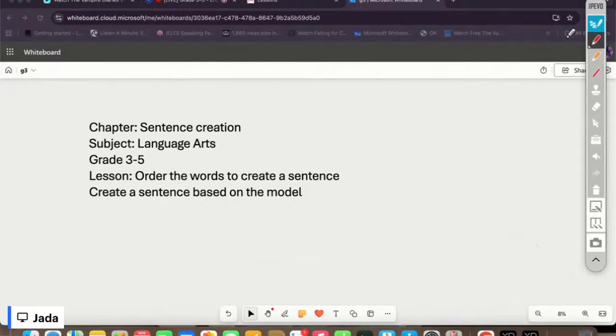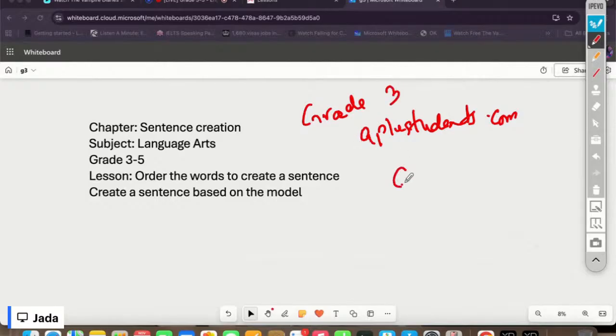Today we will have sentence creation. First, you have to log in using aplusstudent.com. Click on Language Arts, Grade 3. This class is for grades 3, 4, and 5, but we'll get the lesson under Grade 3. The chapter is sentence creation. The lesson is to order the words to create a sentence based on the model.